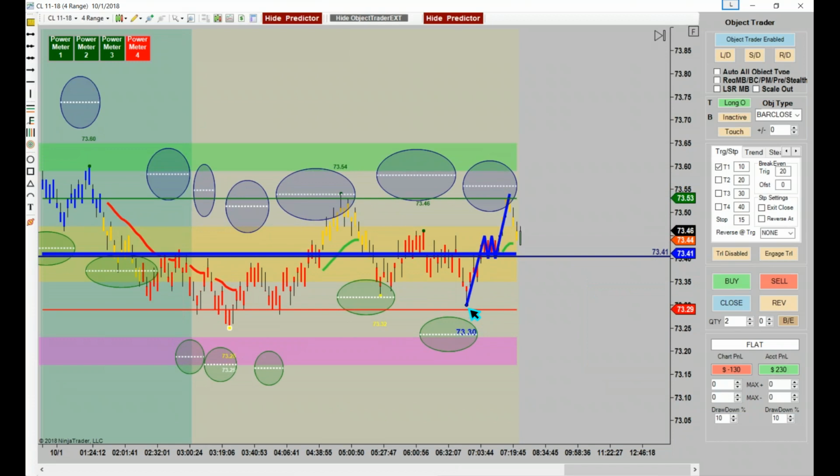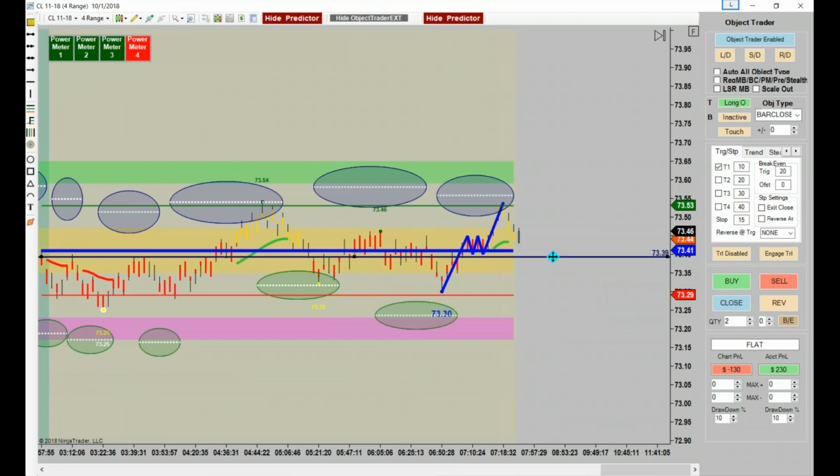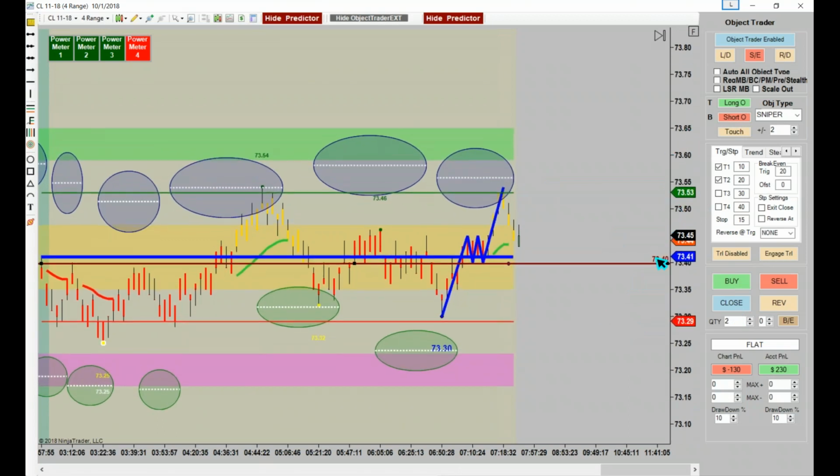Okay, simply because that's actually a support level on like Lightning 3. All right. Now let's see how this works out, whichever way we decide to do it. All right, we're going to simply, if this breaks below support, we're going to turn on Sniper, short it, touch +2, and we'll do 2 contracts.